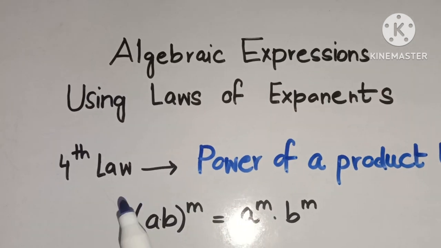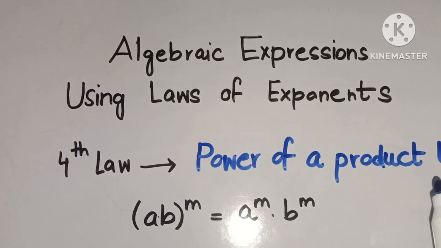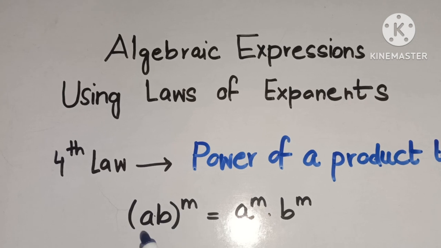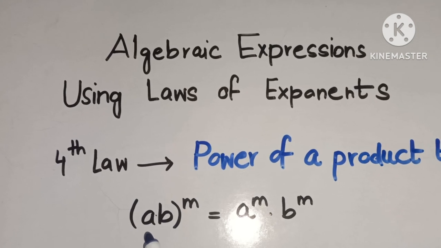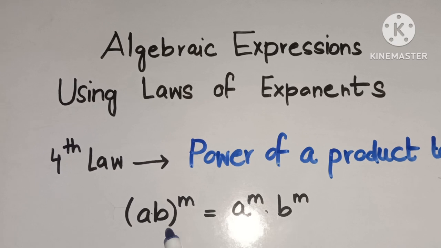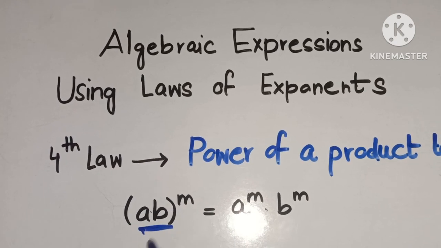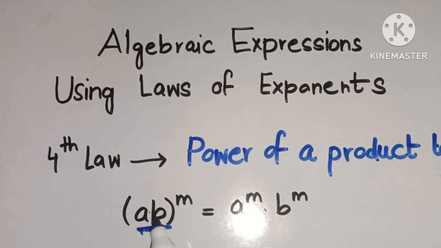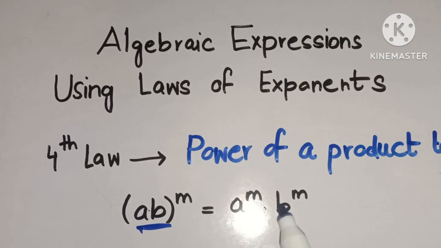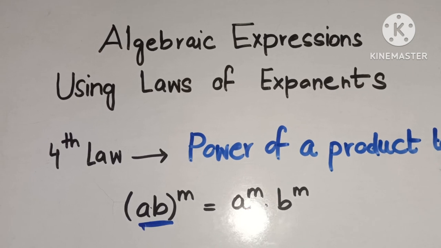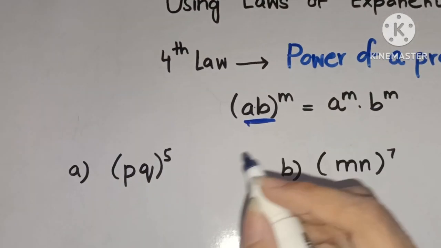So the fourth law of exponent is the power of a product law. So here it is (ab)^m, which is a product. A and B are multiplying with each other, and the terms which are multiplying with each other are called a product. So it has a whole power of m, which means that each term has a power of m. So a has a power of m and b also has a power of m. Let's move to the questions so we can solve them.